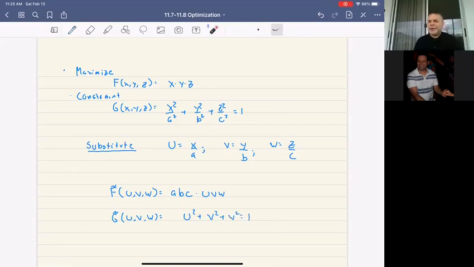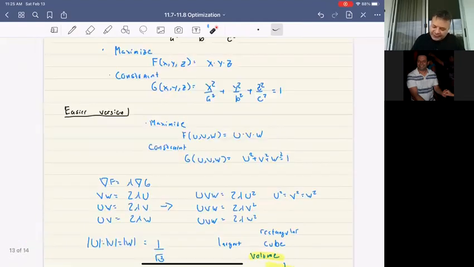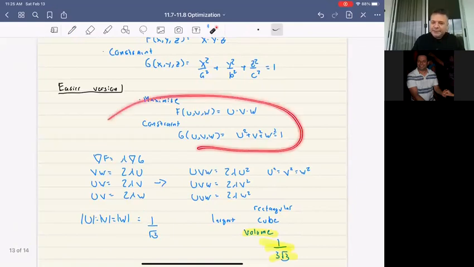Well, when it comes to maximizing, this abc doesn't really make a difference, right? I mean, we're still maximizing u times v times w, right? So, look at that. We just have this problem now.